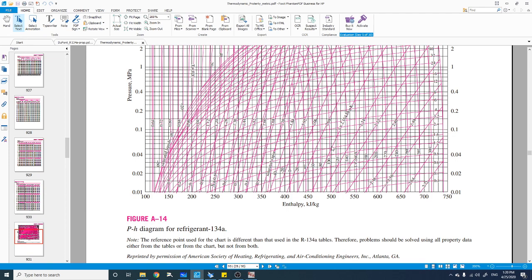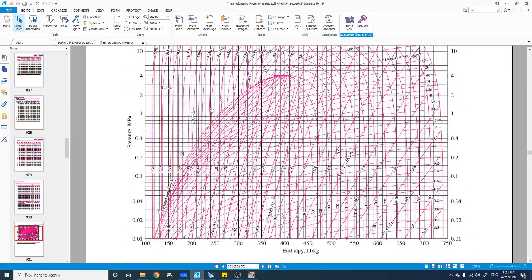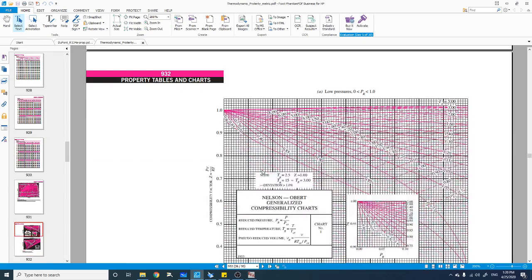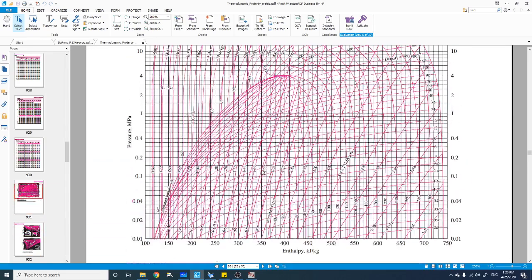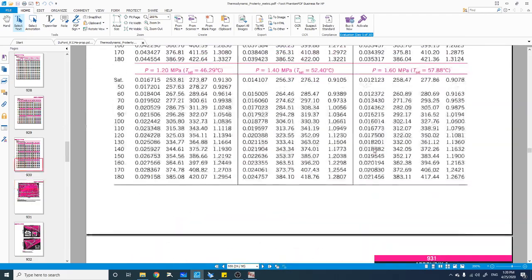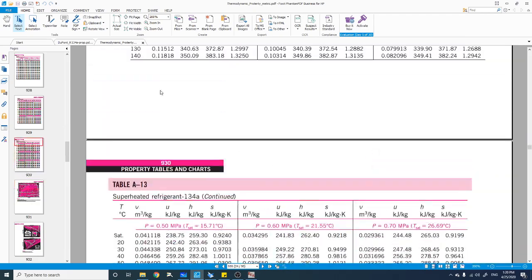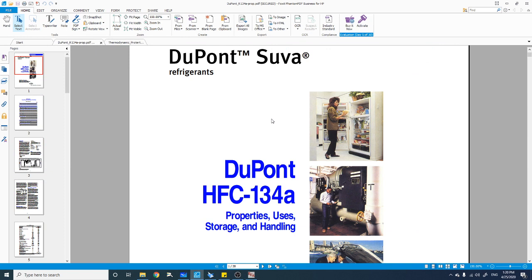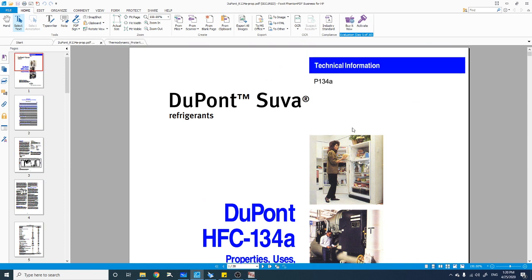And you have a pressure enthalpy diagram which is provided under A14. So in our situation, we will switch back from this tabular data from your thermodynamics book to something more commercial, commercially developed data by a company, DuPont.